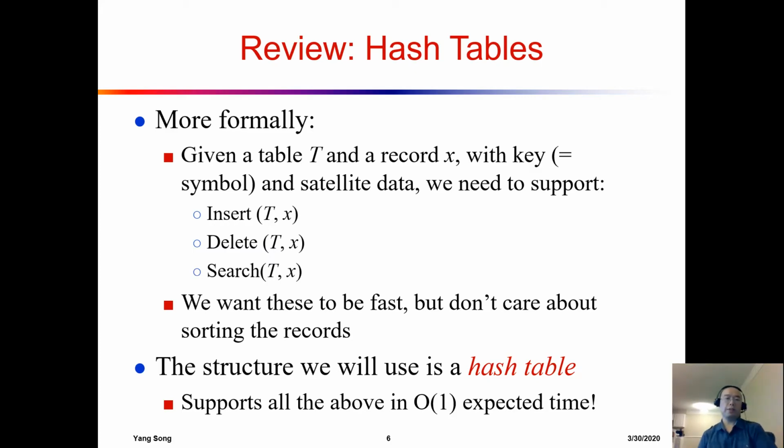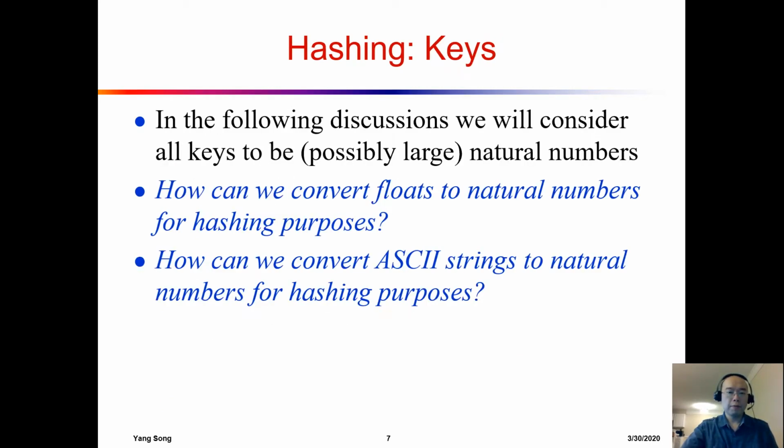Okay, so let's continue. Let's give a formal introduction on what we want to do with a hash table. Given that we have a table T and a record X with the key as a symbol and the static data, what we want to do is at least support insertion, deletion, and search. They have to be very fast, and hopefully they can be done in constant time.